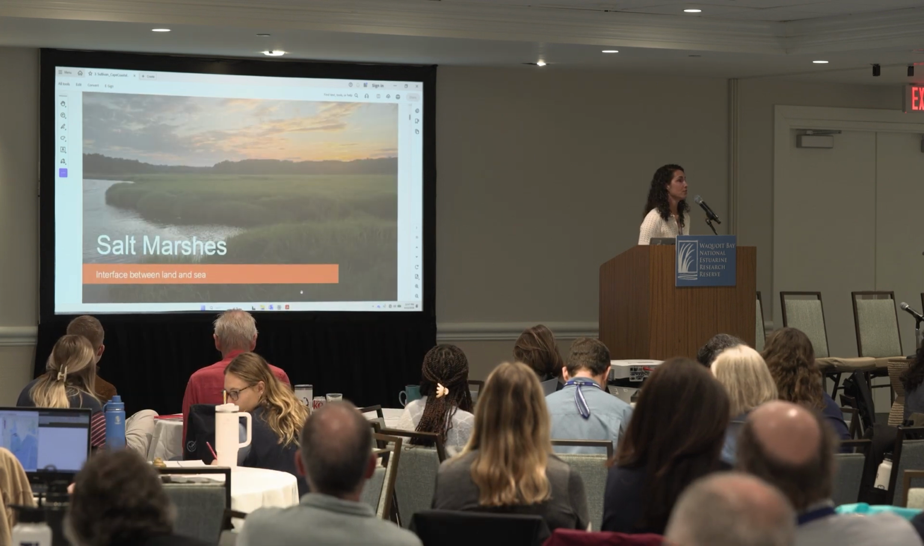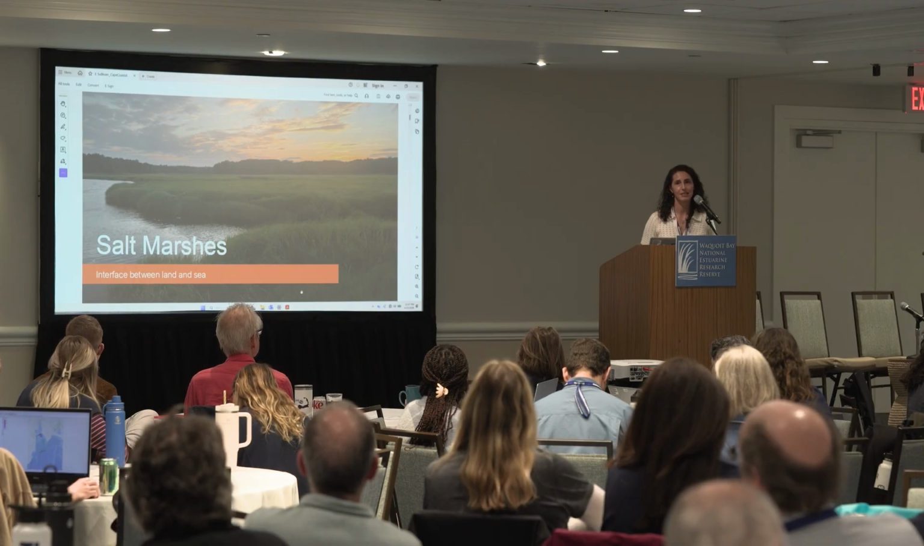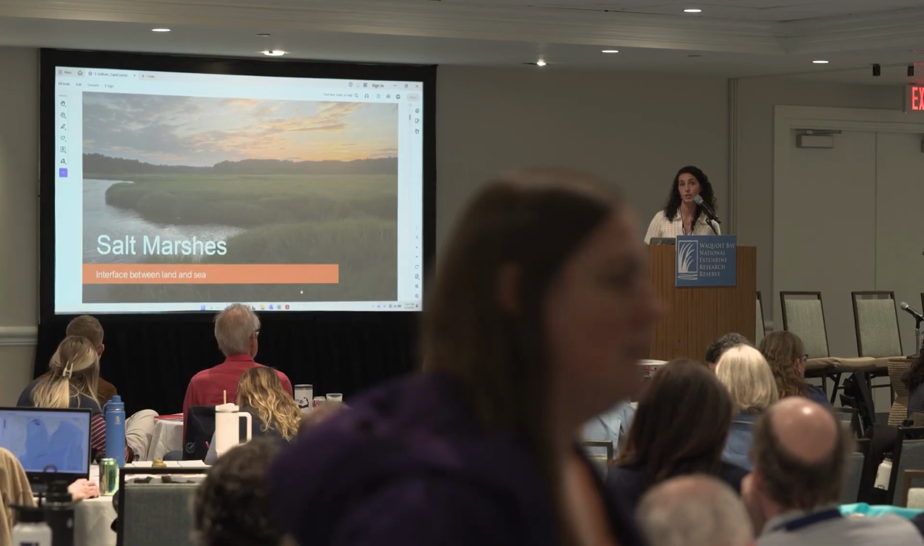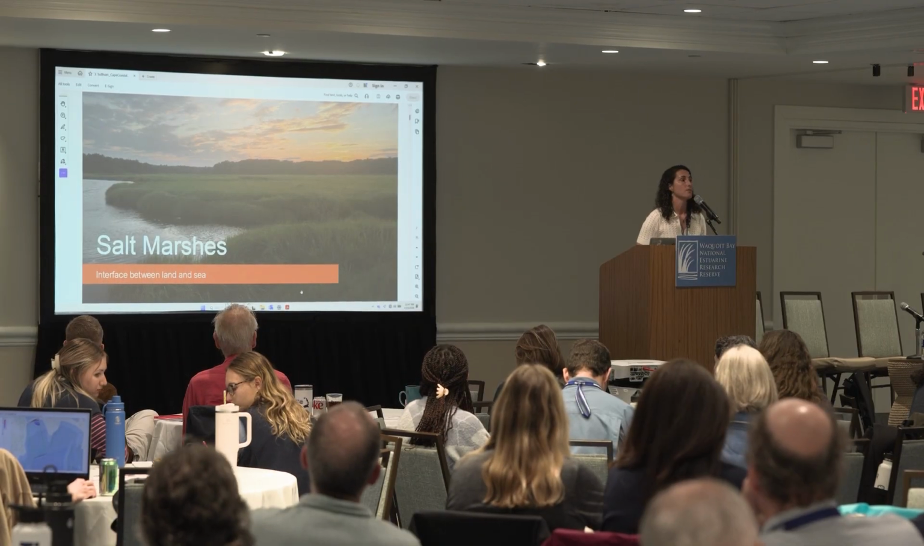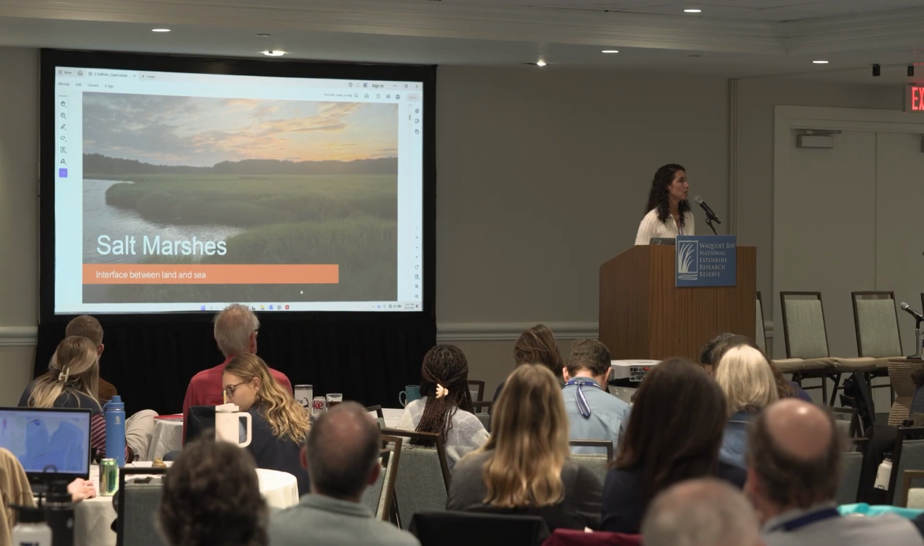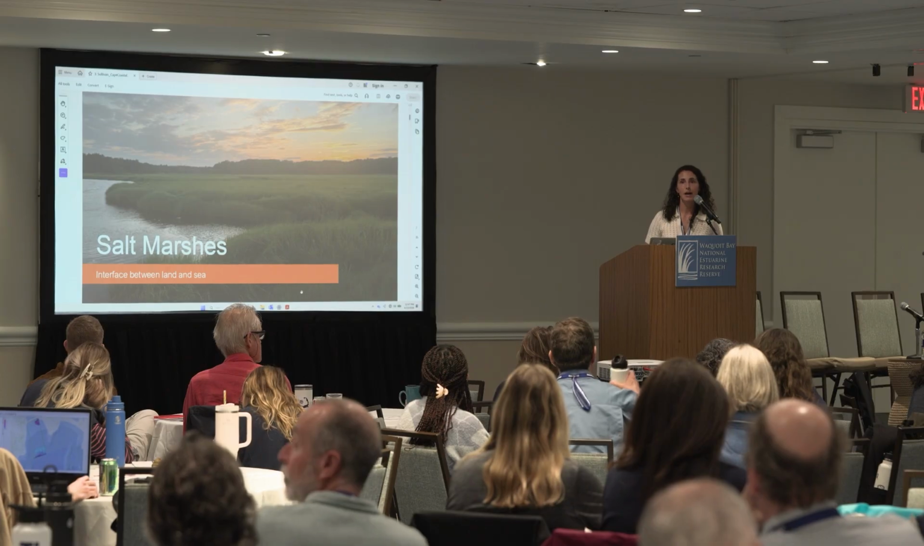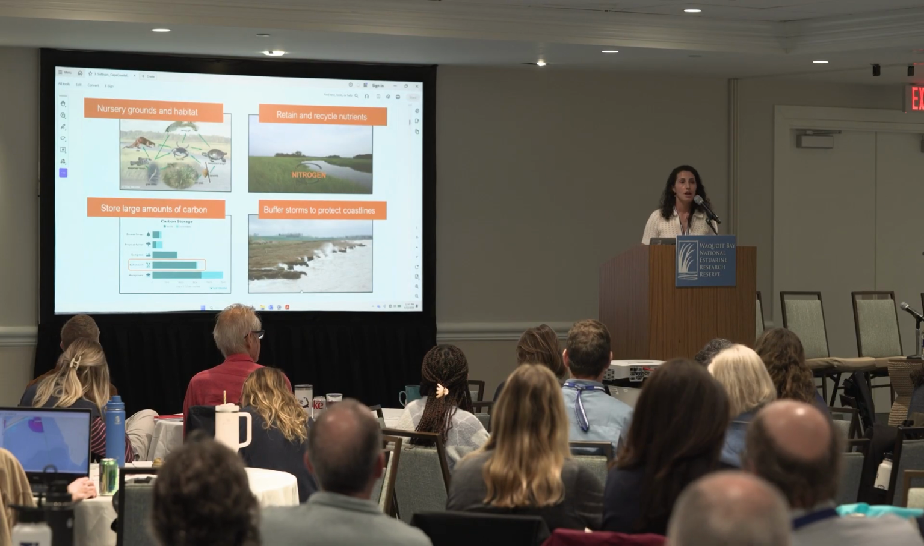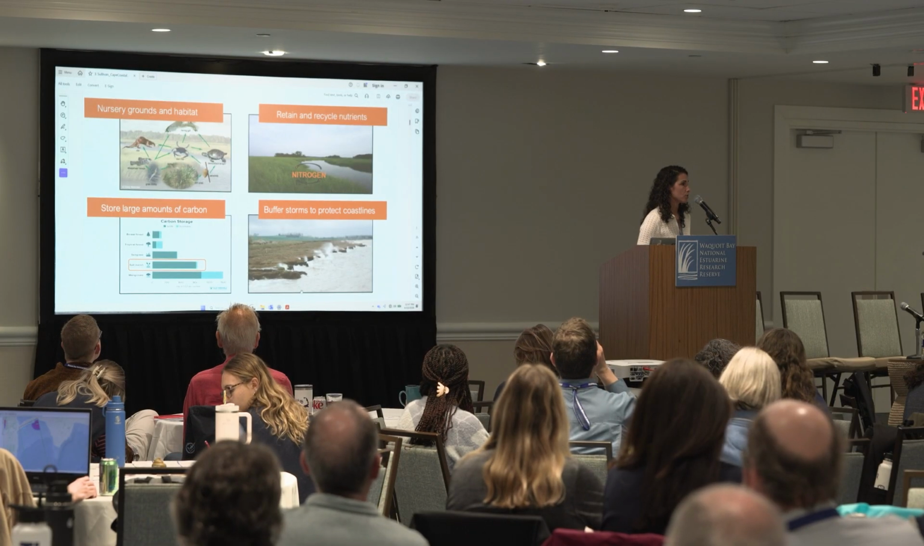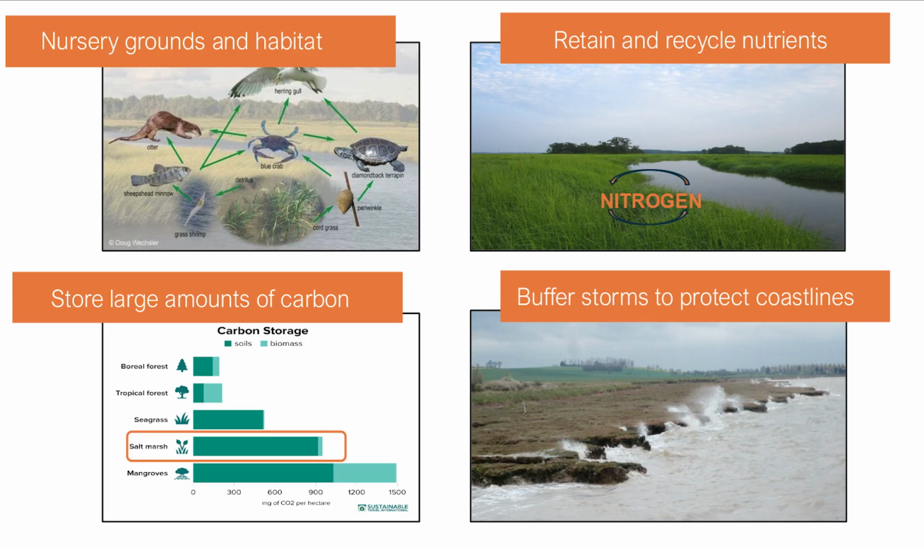So as a refresher, salt marshes are these critical habitats located at the interface between the land and the sea. And this makes them very vulnerable to human activities, climate change, and sea level rise. But it also makes them very valuable habitats. They provide a number of different ecosystem services, serving as habitats and nursery grounds for a variety of different organisms, retaining and recycling nutrients, primarily nitrogen, storing large amounts of carbon, and buffering storms to protect coastlines.